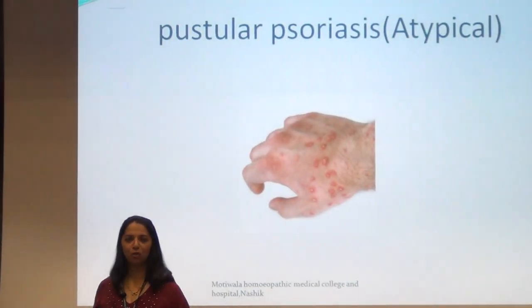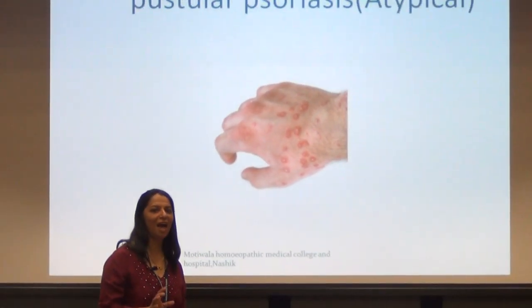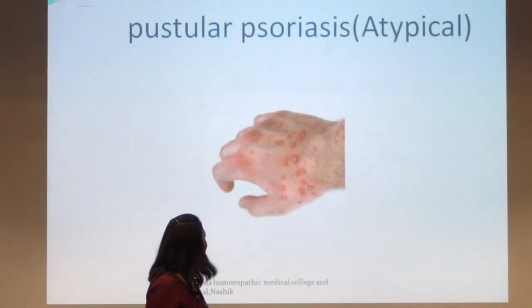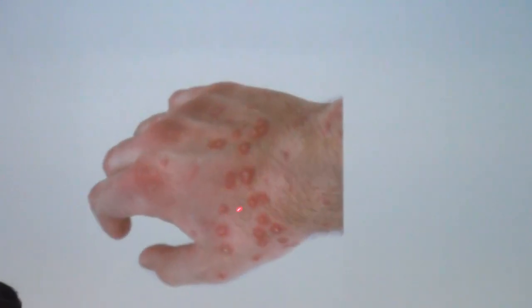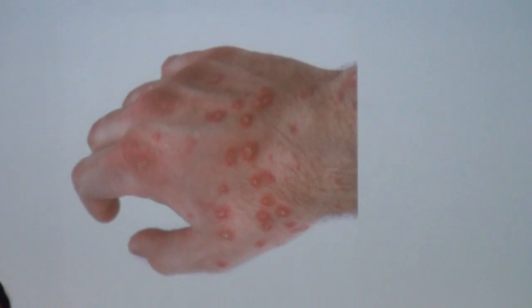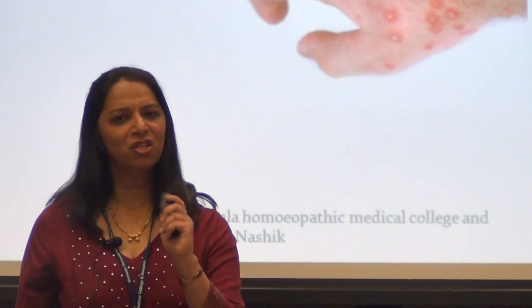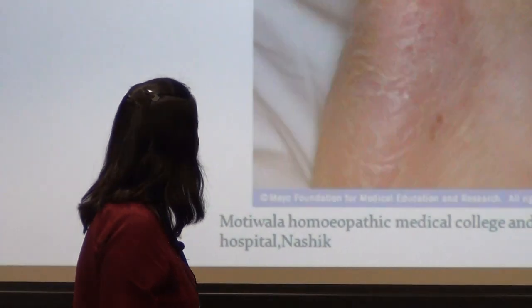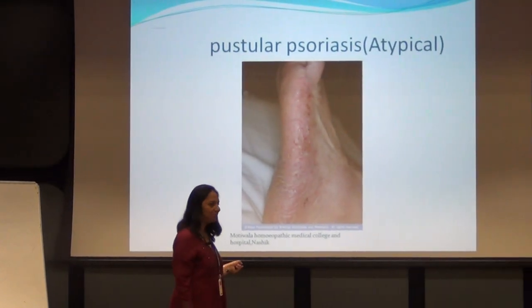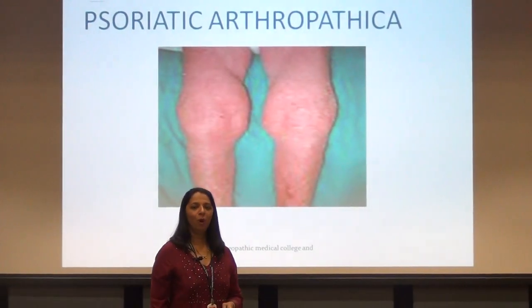This is again a variant of psoriasis, pustular psoriasis. In the beginning I told you that psoriasis will have dry eczematous papulosquamous eruptions, but here you are seeing that there are pustules. Can you appreciate this? There are pustules. Now this is again an atypical form of psoriasis, so please remember psoriasis can come like this but prevalence is much less. Again, pustular psoriasis affecting feet. Another atypical form of psoriasis.